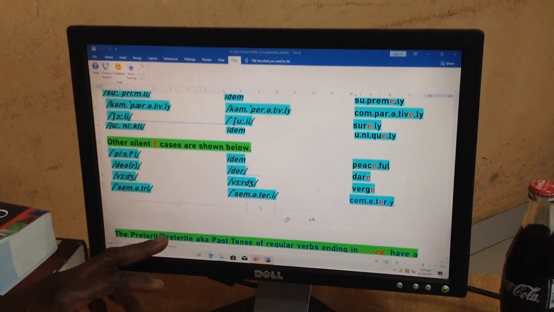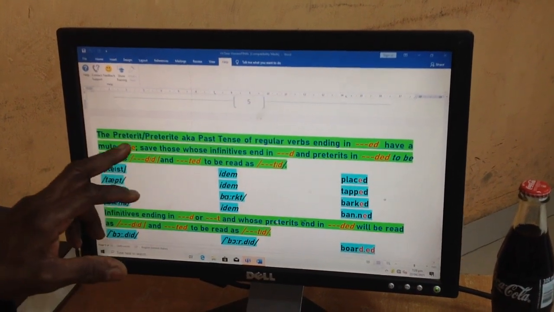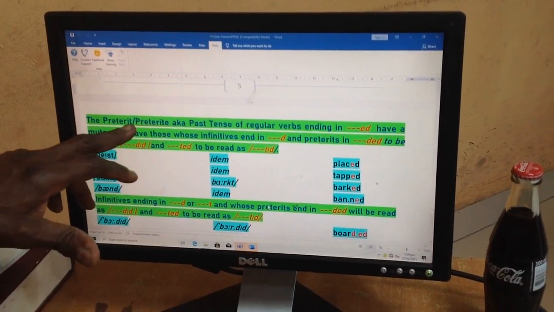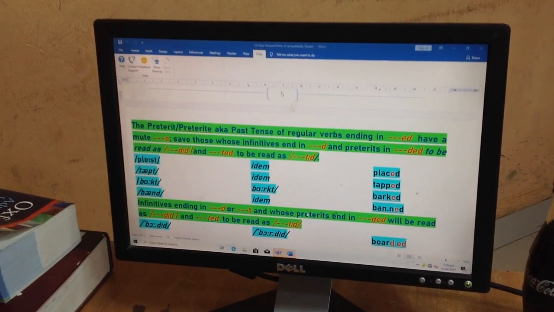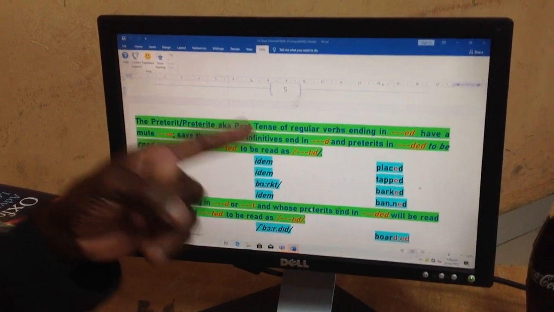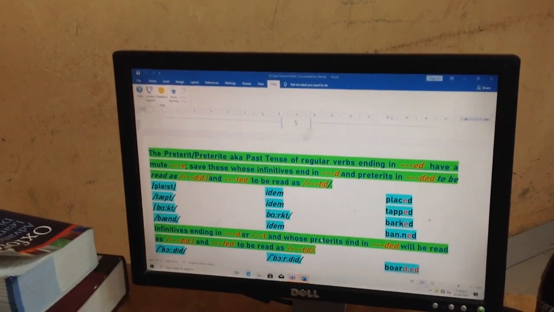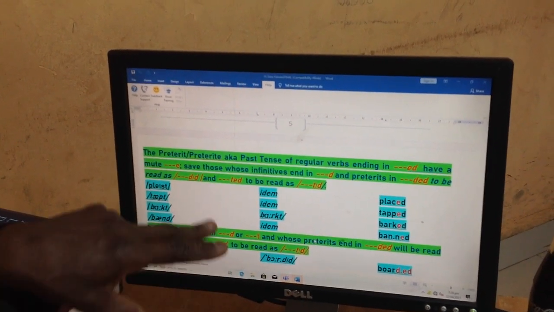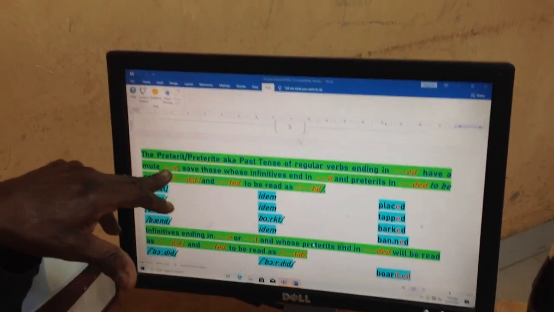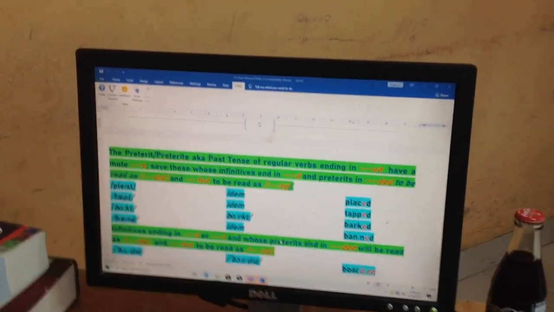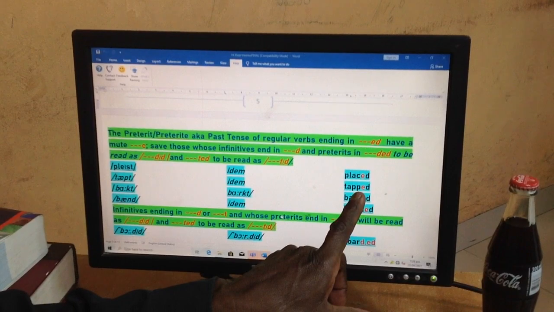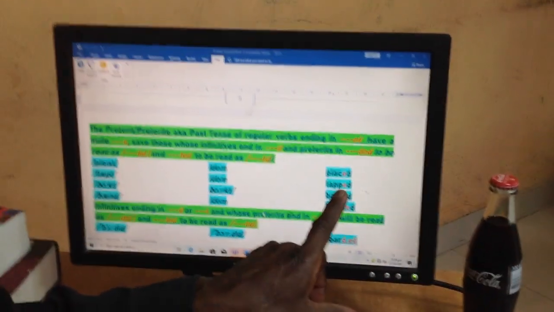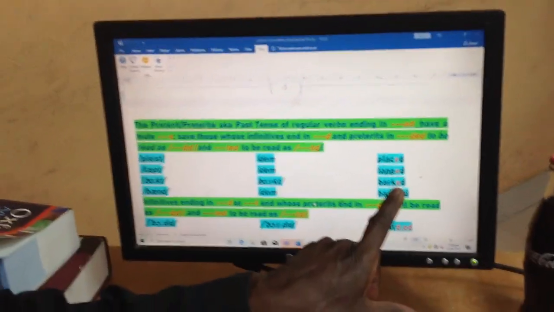I want to say something on the preterite. Preterite can be written with or without an E. It simply means another way of saying past tense. The preterite of regular verbs, those ending in ed in their past tense, well, in most cases that E is silent. We don't pronounce it. So for instance here, we shall say placed, T, not D, placed. You see? Tapped, tapped, backed.